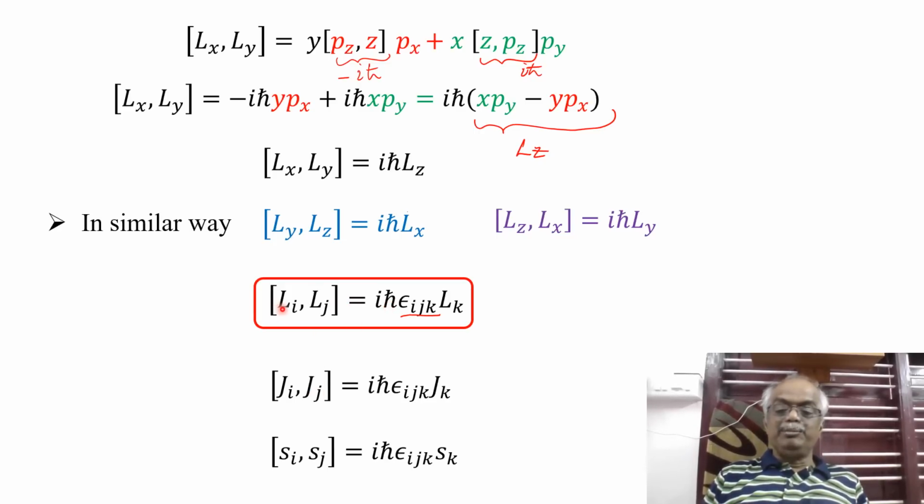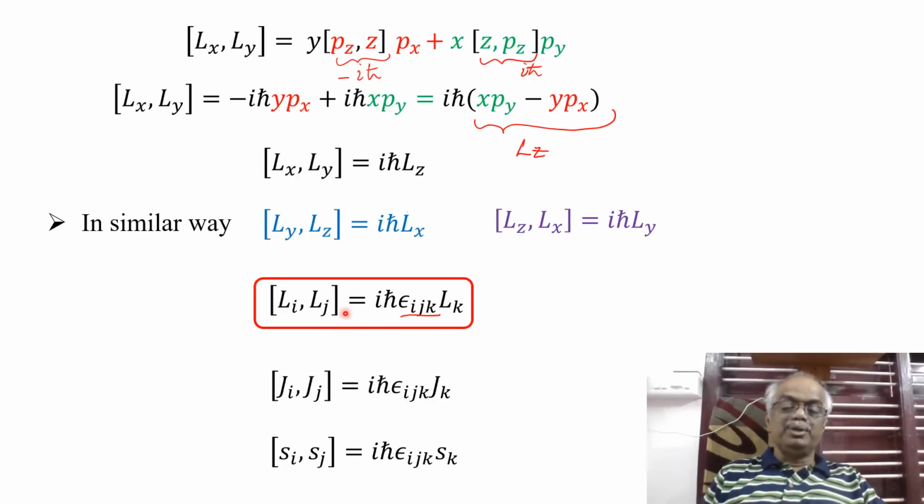So you remember that the orbital angular momentum comes under Lie group. Similarly, the total angular momentum comes under Lie group, and the spin angular momentum also comes under Lie group. Whatever rules are applicable to L are equally applicable to J and equally applicable to S, because all come under Lie group. So you have to keep that in your mind in order to solve so many problems in future.